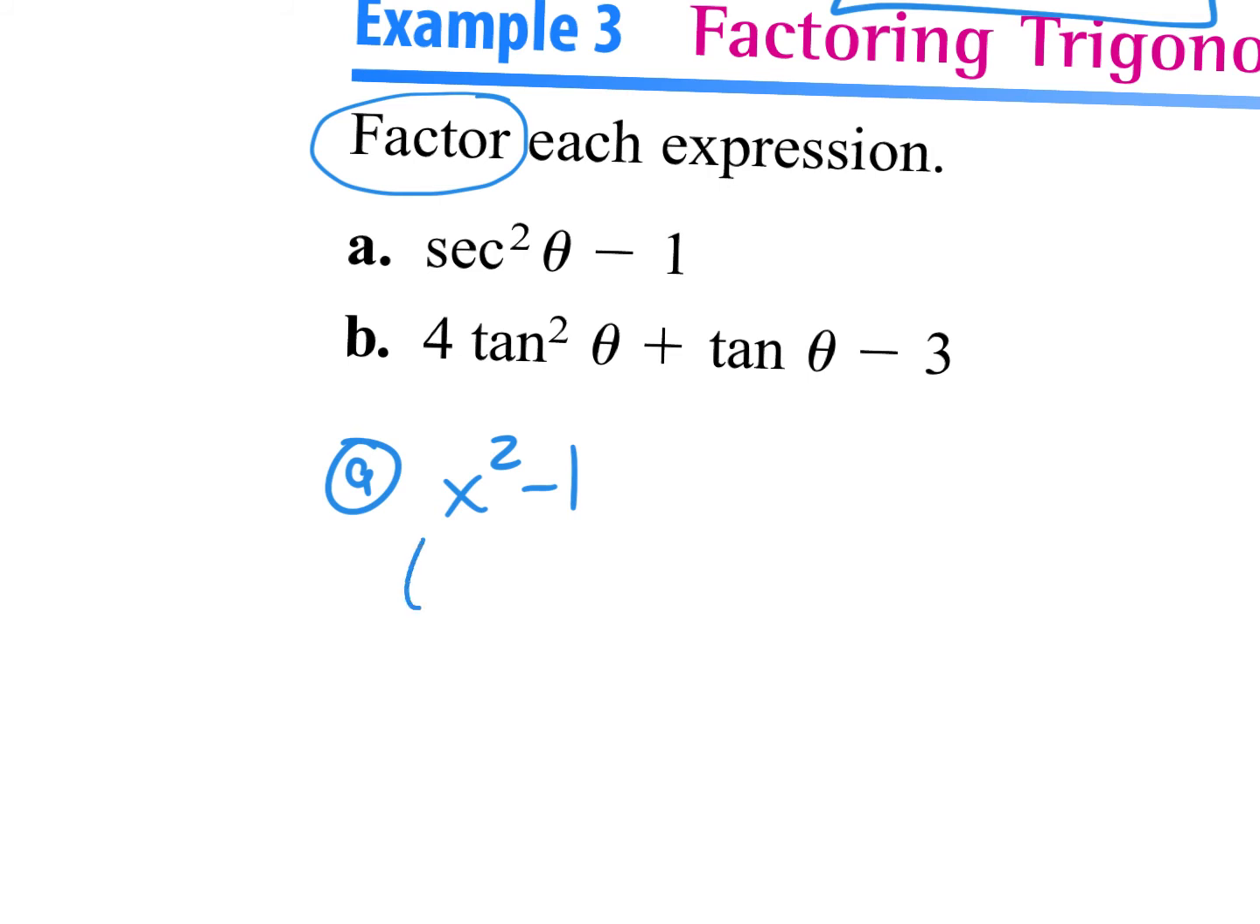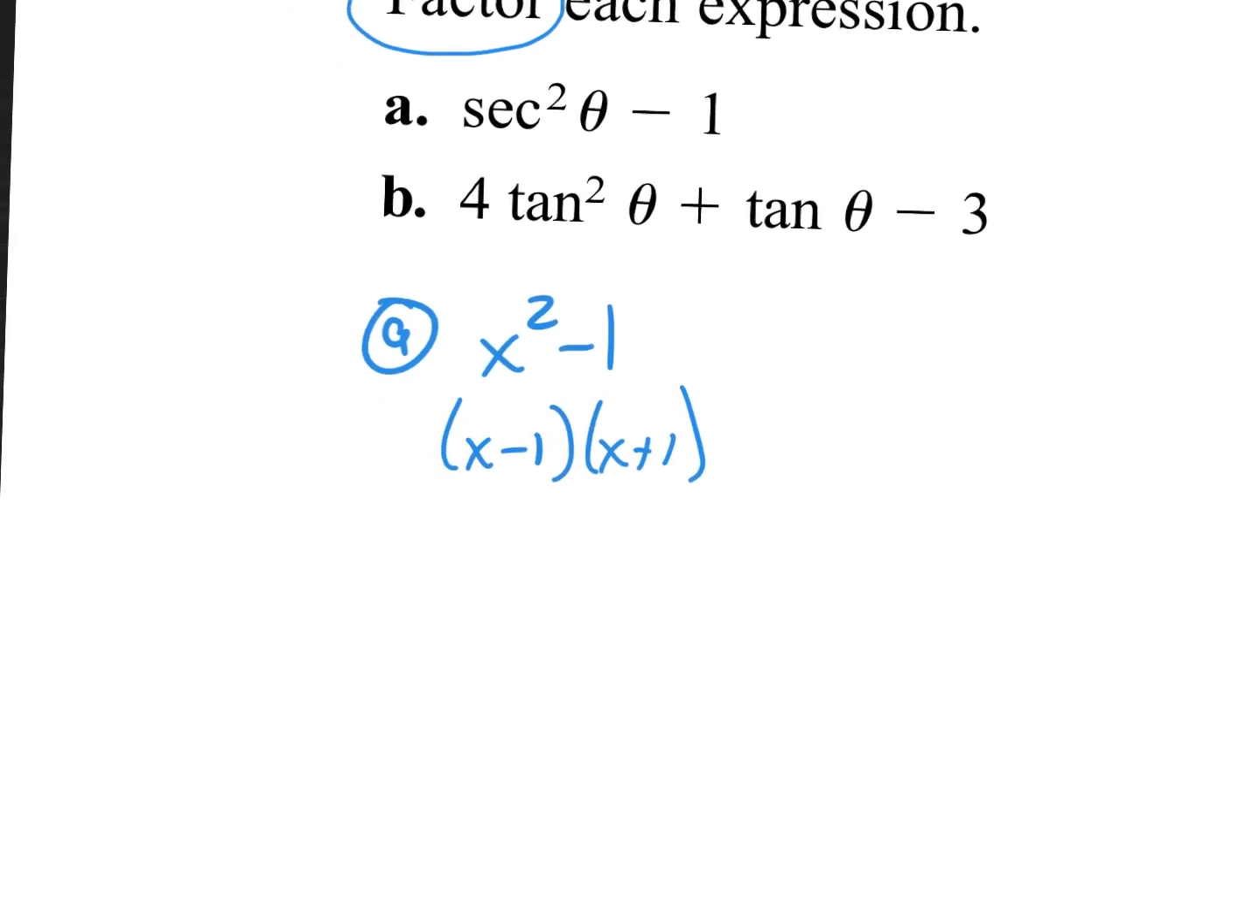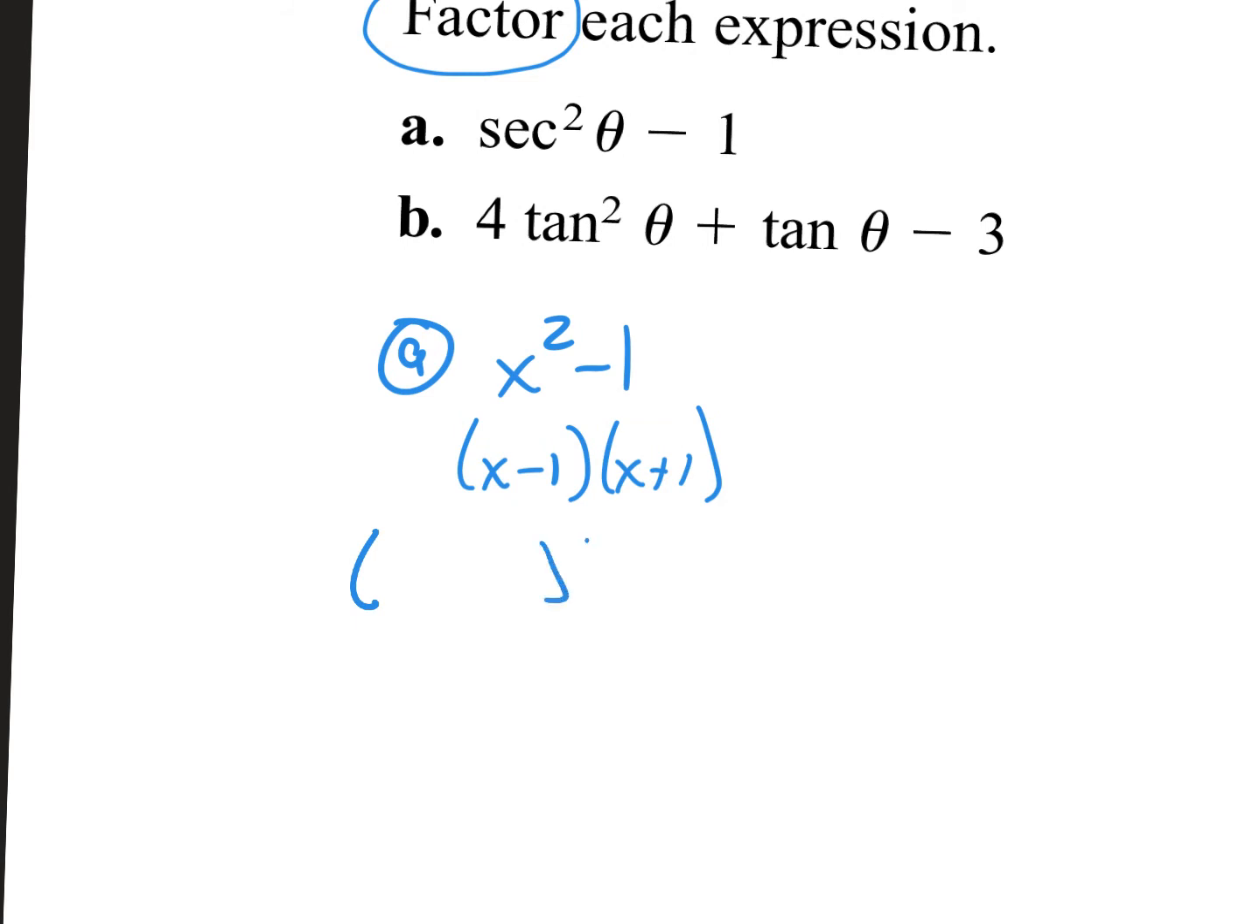What would you say? X minus 1, x plus 1? Agreed? All right, so it's the same thing. How do you get secant squared? Well, you'd have to multiply secant times secant, right? So it'd be secant theta. What times what do I multiply to get my negative 1? It's the difference of perfect squares, isn't it? So what would go in my parenthesis? Plus 1 and minus 1. That's it.